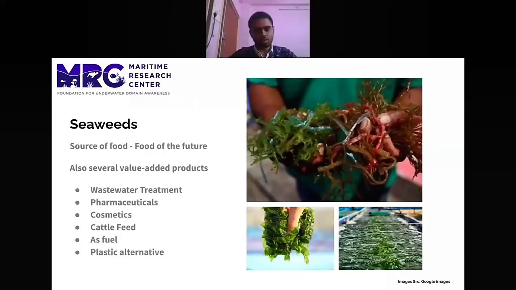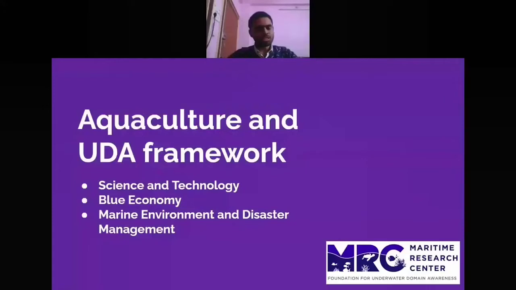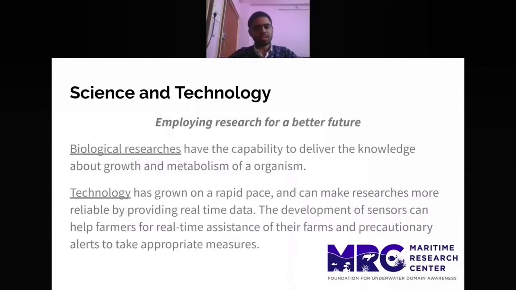Coming on to the aquaculture and the UDA framework. So these are the stakeholders which we have identified that are related most to the aquaculture. So coming on to the first one, that's the science and the technology. If we talk about the science, so science can be employed in the farming for a better future of the farmers and for a better growth of the economy.